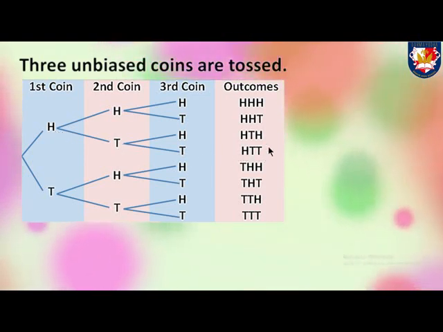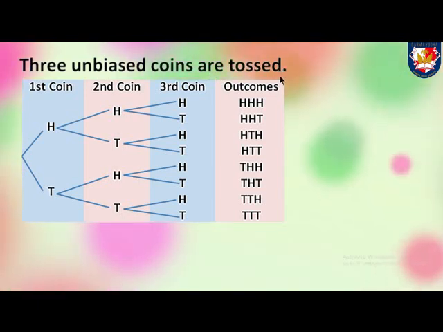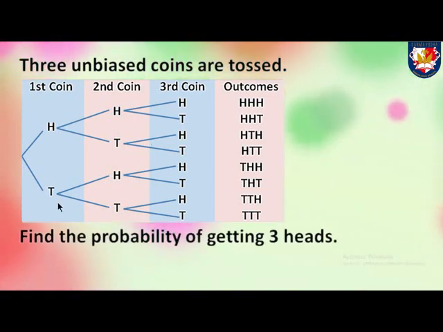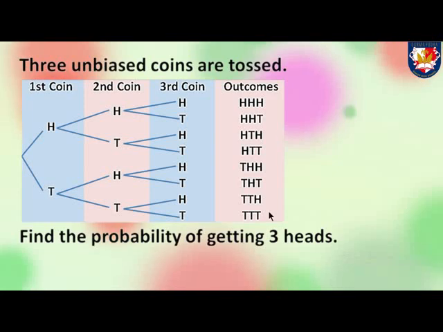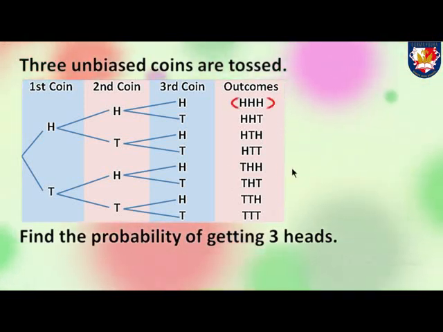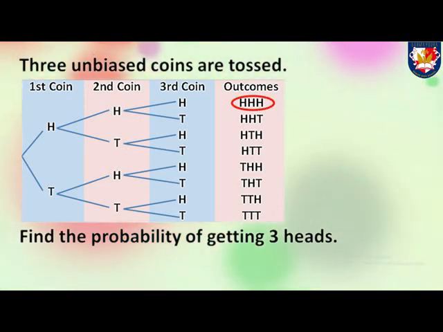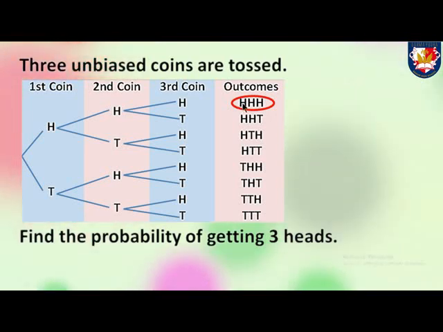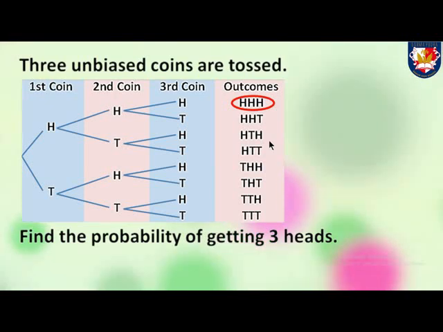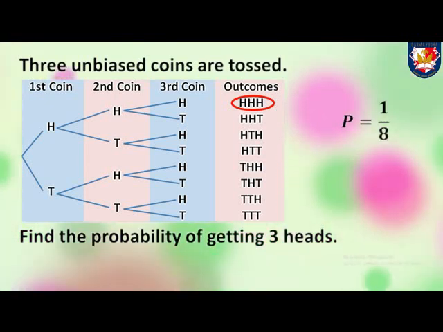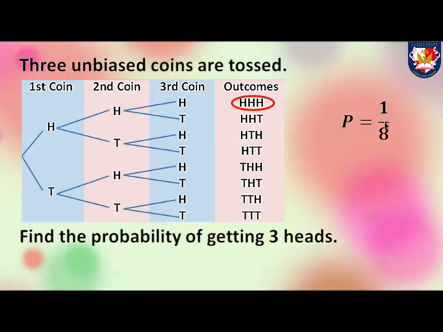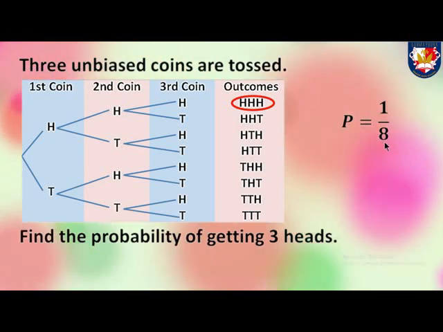So you can answer all the questions based on this event, like this one. Find the probability of getting 3 heads. If you look very closely at this list of outcomes, there is only one with 3 heads, HHH. Since there is only 1 favorable outcome and there are 8 total outcomes, the probability is 1 per 8, the number of favorable per total outcomes.